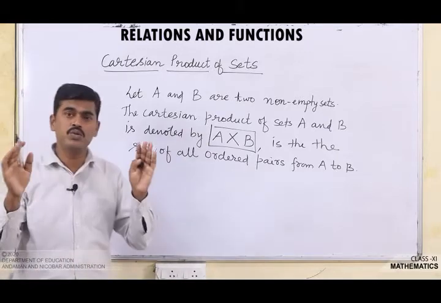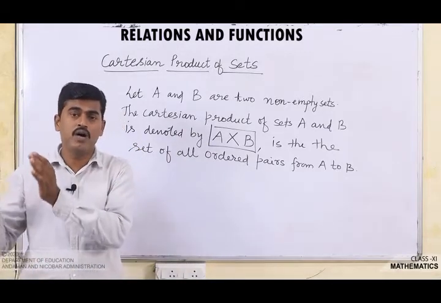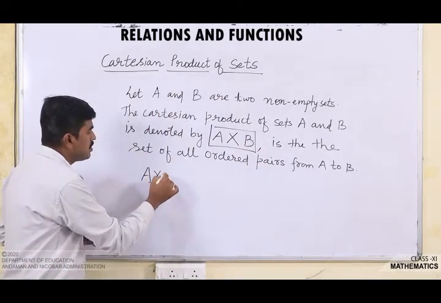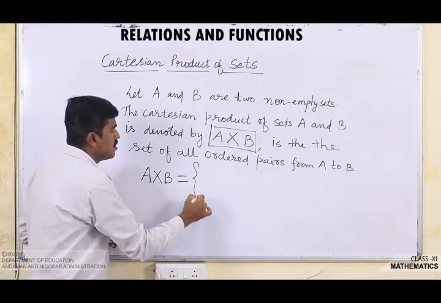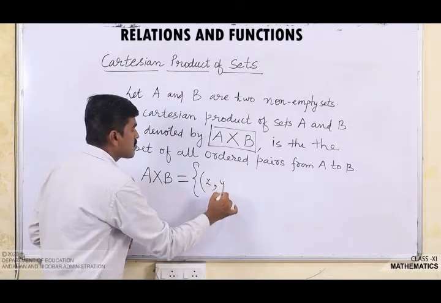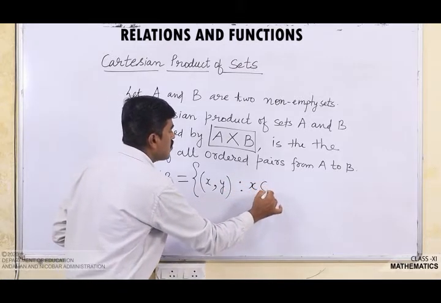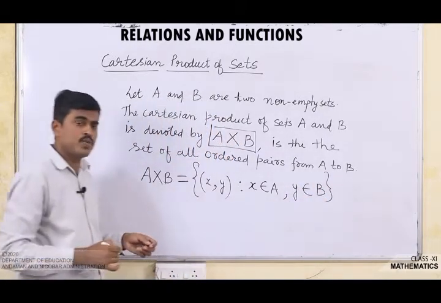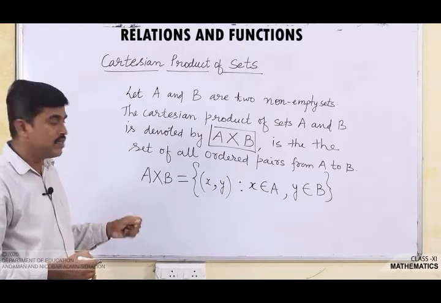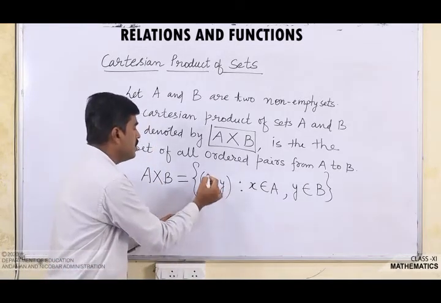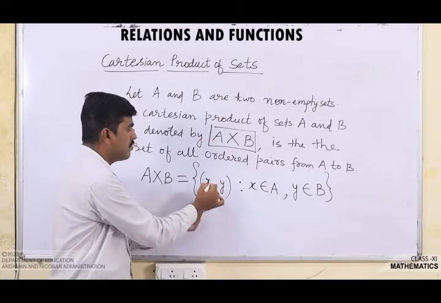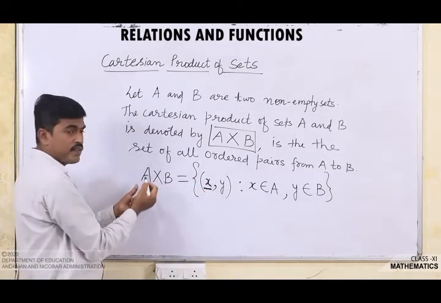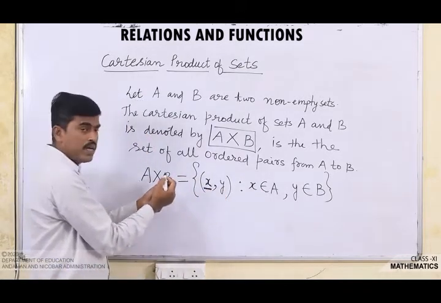That means if there are two non-empty sets, then we have to form ordered pairs from A to B. In set builder form, the definition of A cross B is written as the set of all ordered pairs (x, y) such that x belongs to A, y belongs to B. Clear? So in this ordered pair, the first element belongs to the first set and the second element belongs to the second set.